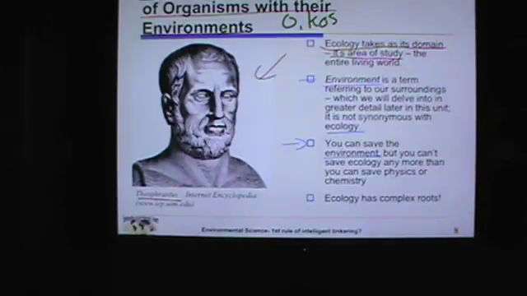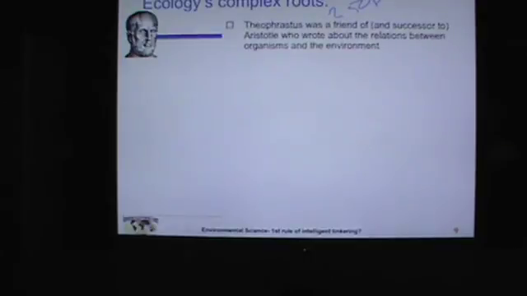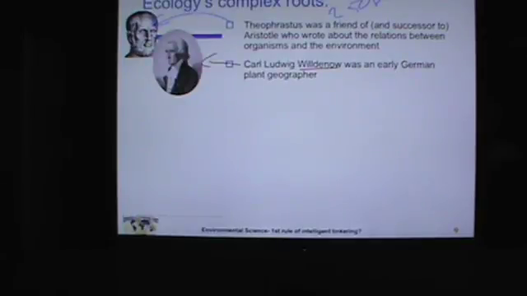Ecology has complex roots, and Theophrastus is a part of that. So, 250 BC, this guy, Theophrastus, a friend of and successor to Aristotle, the Aristotle, wrote about the relations between organisms and the environment. 250 BC, 2,200 years ago, more than that. This gentleman, Carl Ludwig Willdenow, an early German plant geographer.